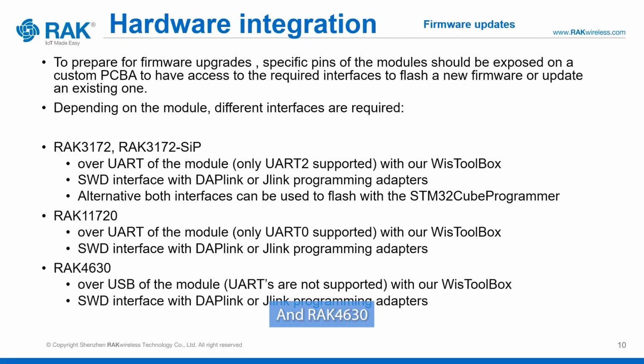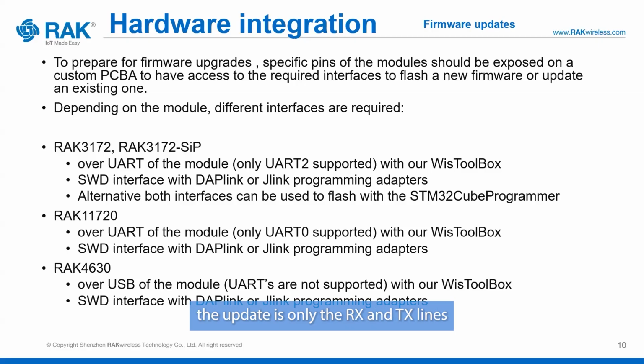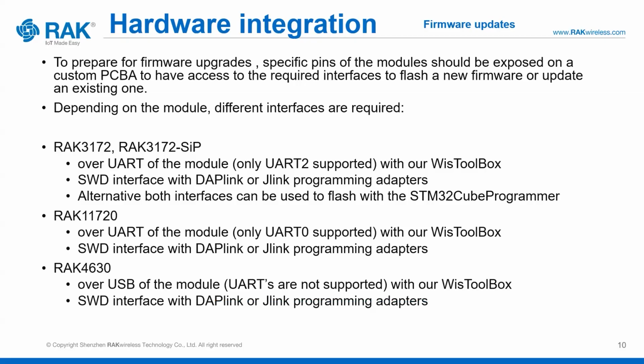And for the 4630, as I mentioned earlier, firmware updates are only possible over USB, and can also be done over the SWD interface with a DAP-Link or with J-Link programmers. Now, for these three options, if you use the UART, basically what you need for the update is only the RX and TX lines and the ground signal connected to a computer or to the STM32Cube programmer.